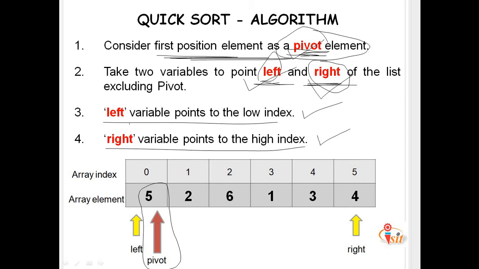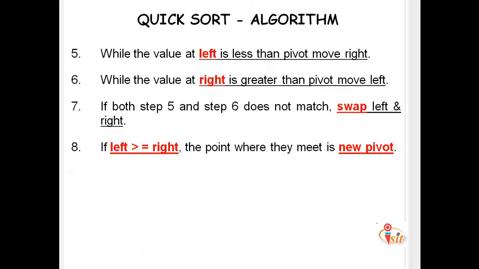Afterwards, the left variable points to the first element position and the right variable points to the last position, that is the high index position in the given array. So initially we need to set the value of pivot, left, as well as right. After identifying the pivot, left, and right, what is the work of left and what is the work of right?